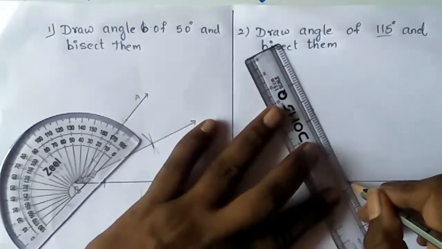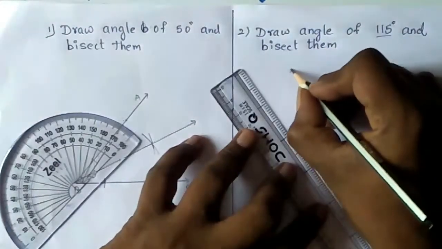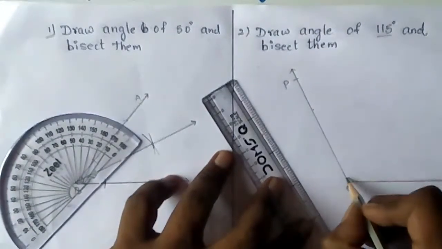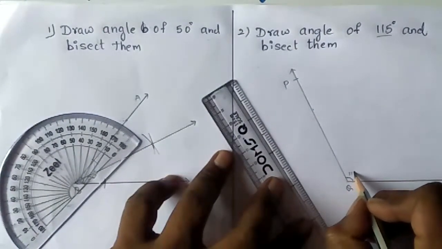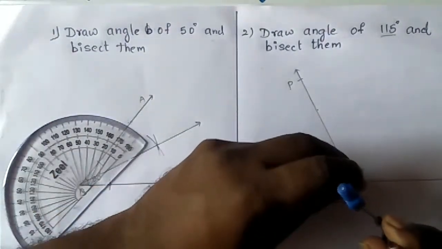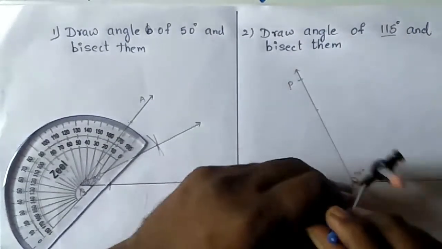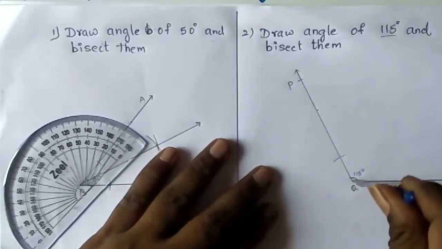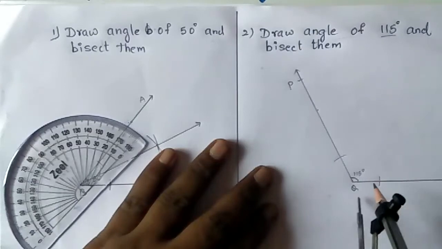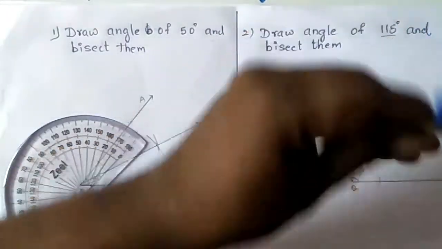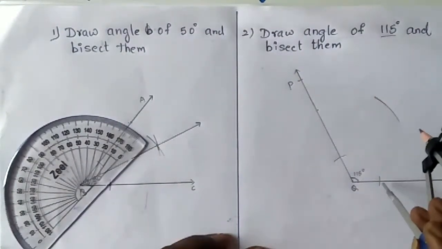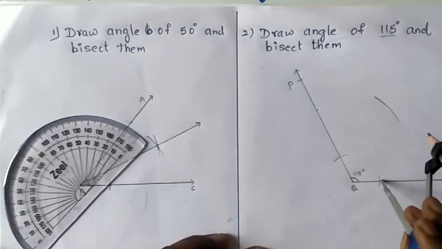So using a scale, join this. Name it as P, Q and R, and mark it as 115 degree. Then using a compass, make a small arc on both the arms of the angle, in arm PQ and in arm QR. Then increase the length. Again draw an arc on both the sides, one from this side, other from this side.